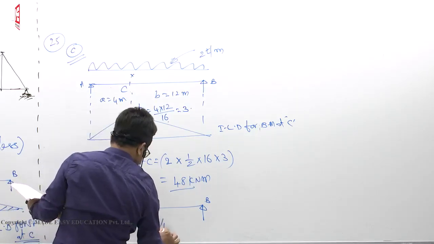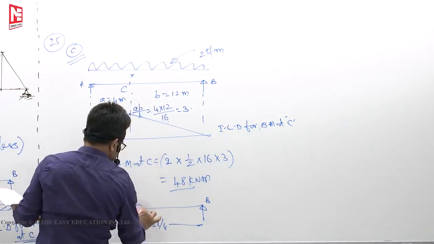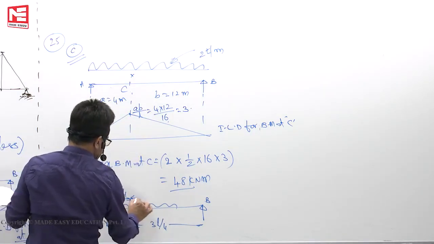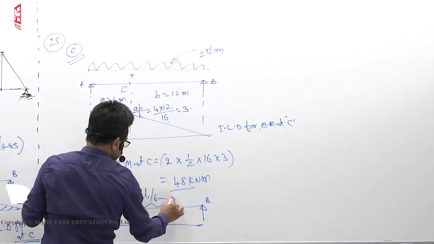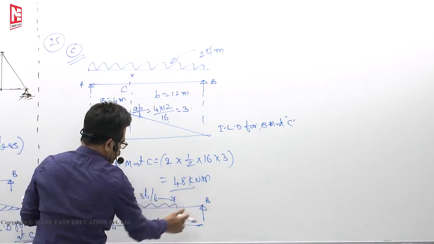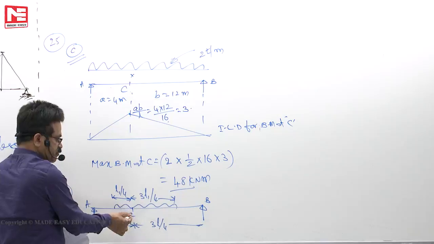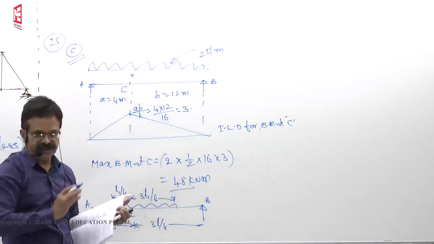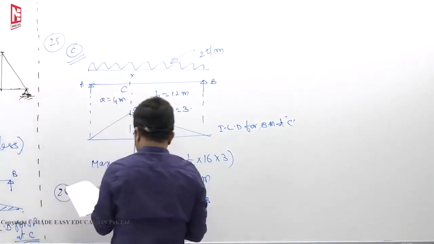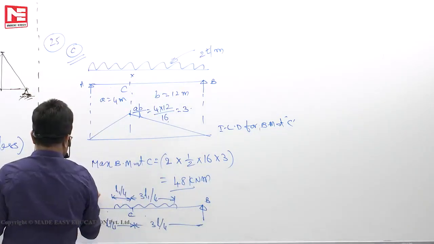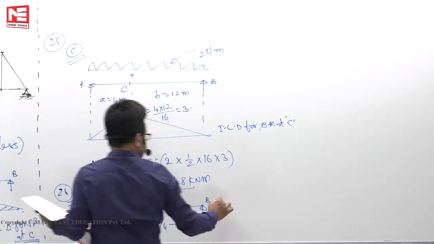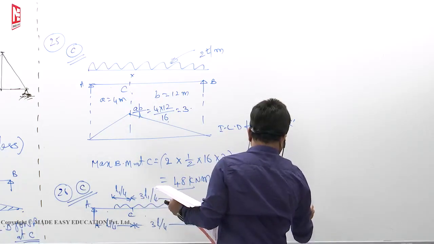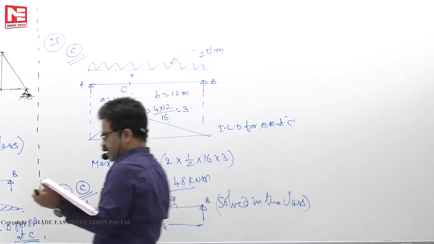This is 3L by 4. He is asking how much UDL should cross. This is L1 by 4, 3L1 by 4. 3/4 of the UDL should cross, because this C must cut the loaded span and the load in the same ratio. So 3/4 of the UDL, 3/4 of its length. So 26, C. This we solved in the class. Next, 27.